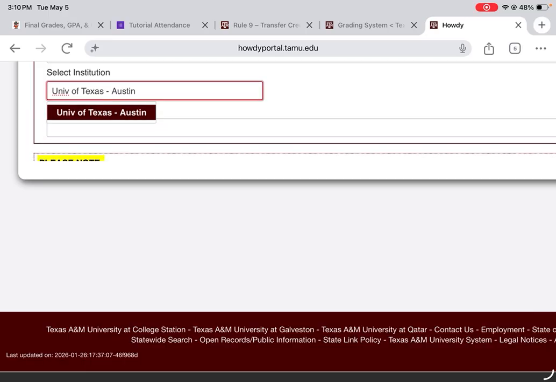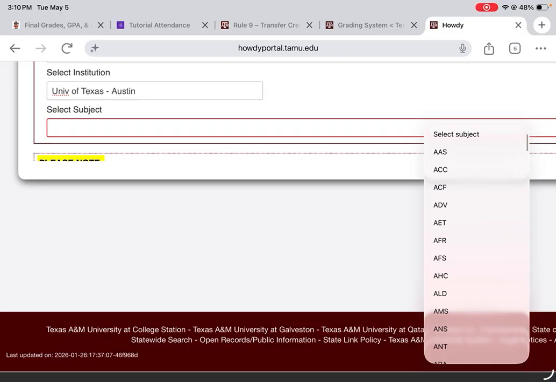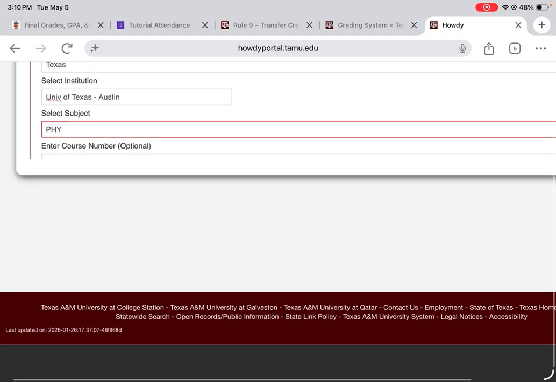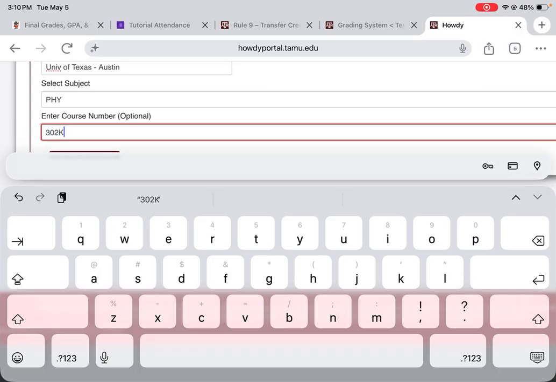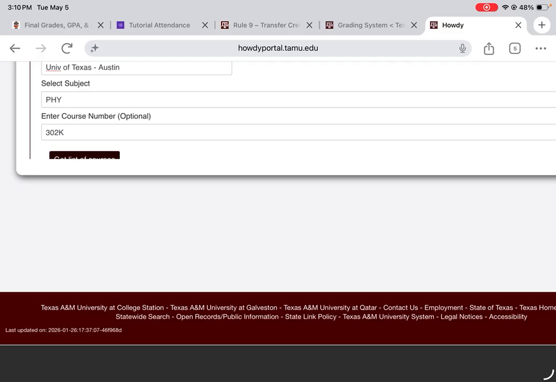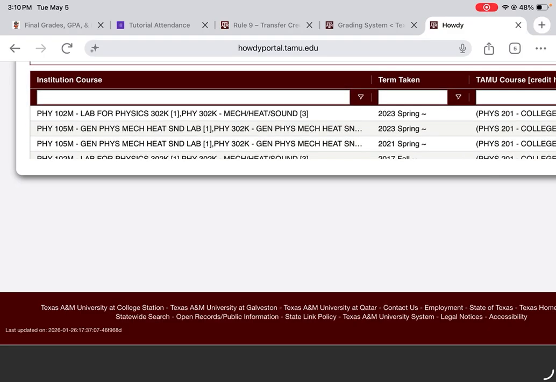And then the next thing to do is search for the course. So we are Phi, so PHY, and then the course number, right? So we get 302K and 102M. So I'll just do 302K, right? And then go what's the course is, and it should show up on my screen right here.